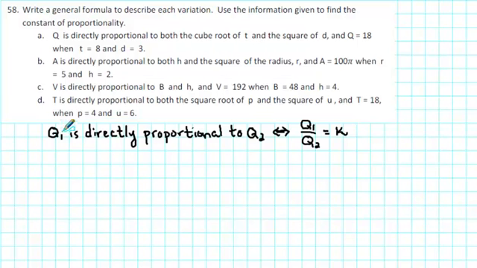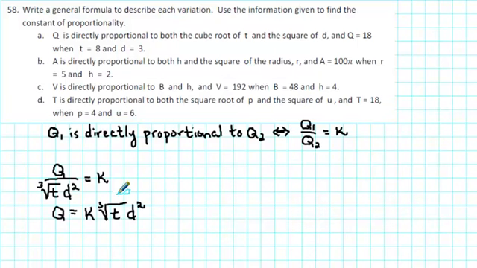So our first quantity is Q, and our second quantity is the product of the cube root of t and the square of d. So that gives us Q divided by the product of the cube root of t and the square of d is equal to K. Now we want to write a general formula to describe this variation. So we want to solve for one variable in terms of the other. So in order to solve for Q, we'll simply multiply both sides by the product of the cube root of t and the square of d. That gives us Q is equal to K times the cube root of t times d squared.